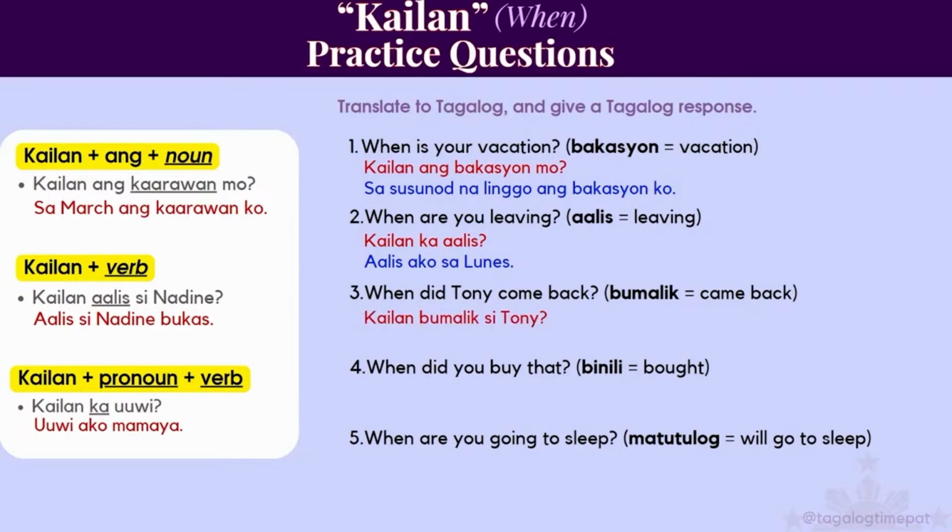Kailan bumalik si Tony? So this is rule number 2. Kailan plus a verb. Kailan bumalik? And then you add si Tony. The response, bumalik si Tony kahapon. He came back yesterday. Bumalik si Tony kahapon.